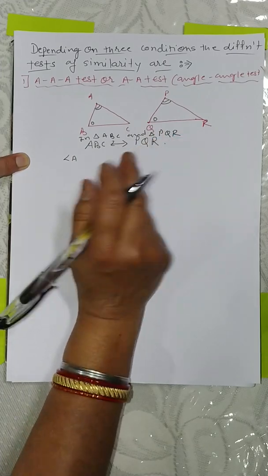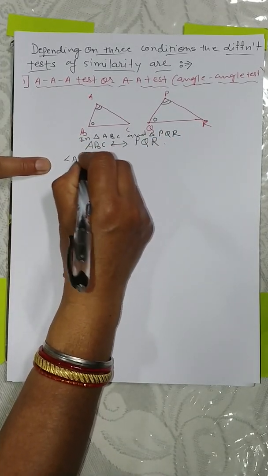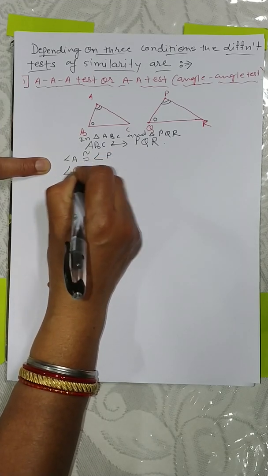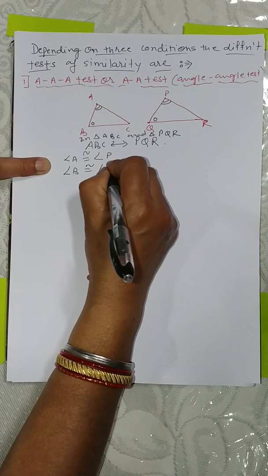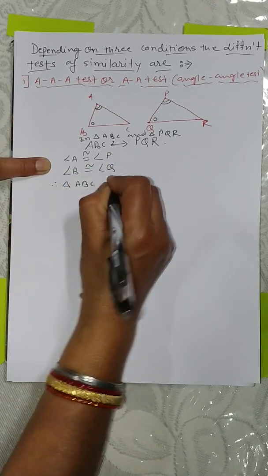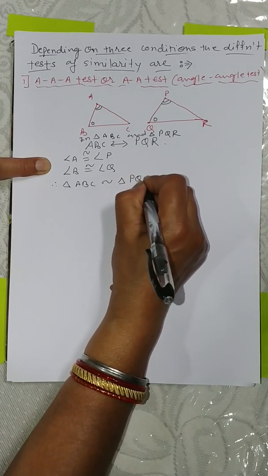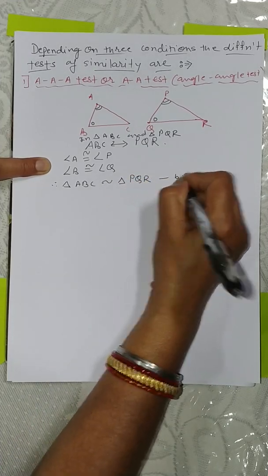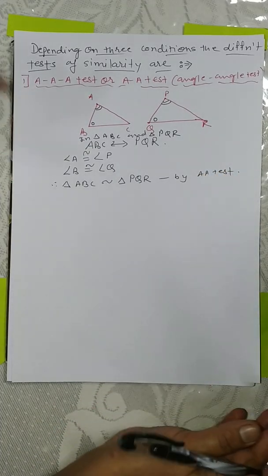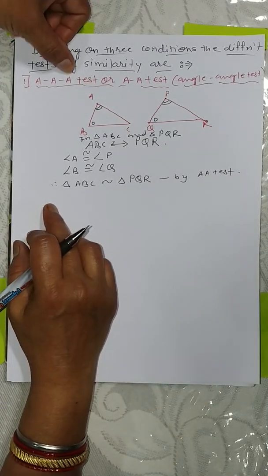First we consider these two triangles, then write down the 1-1 correspondence, and then angle A congruent to angle P, angle B congruent to angle Q, and therefore triangle ABC is similar to triangle PQR by AA test. Now how do we have to write down this AA test?